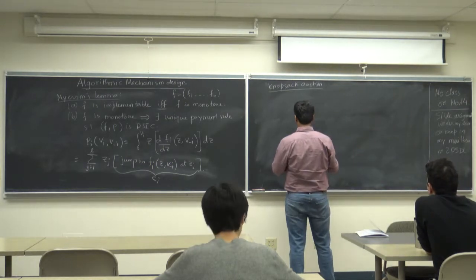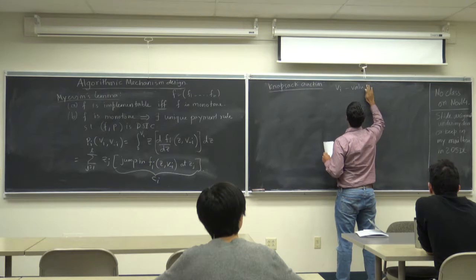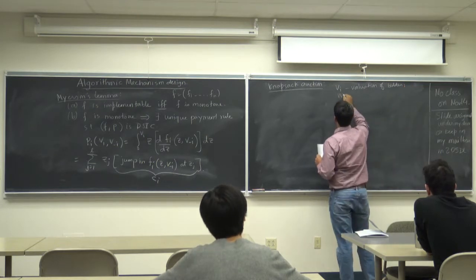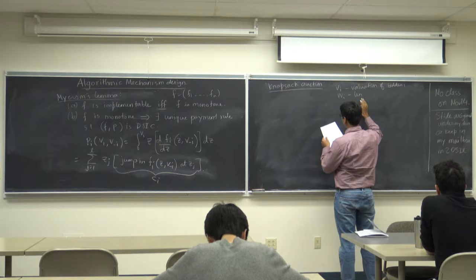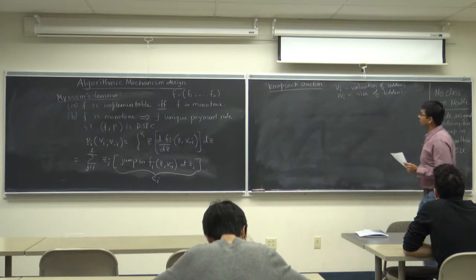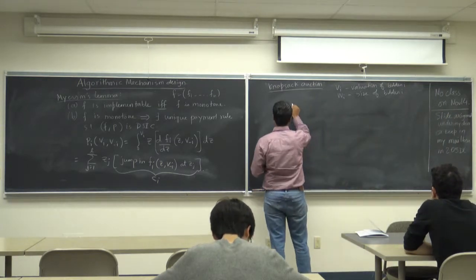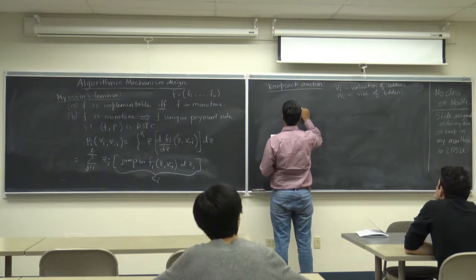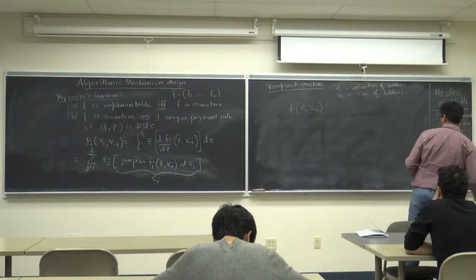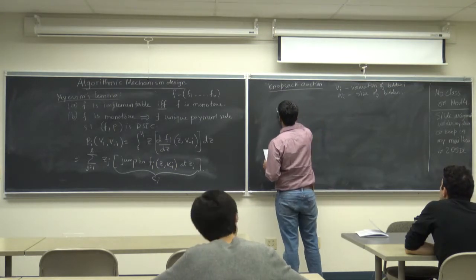So how do you solve this as a problem? You have VI, that's the valuation of bidder I, and WI is the size of bidder I. WI could be the number of items bidder I wants, or the length of the advertisement, and so on. And then your allocation rule, or rather, welfare maximization.